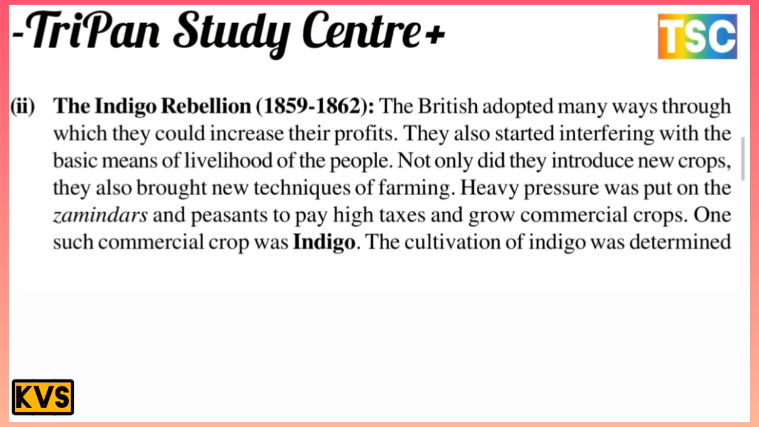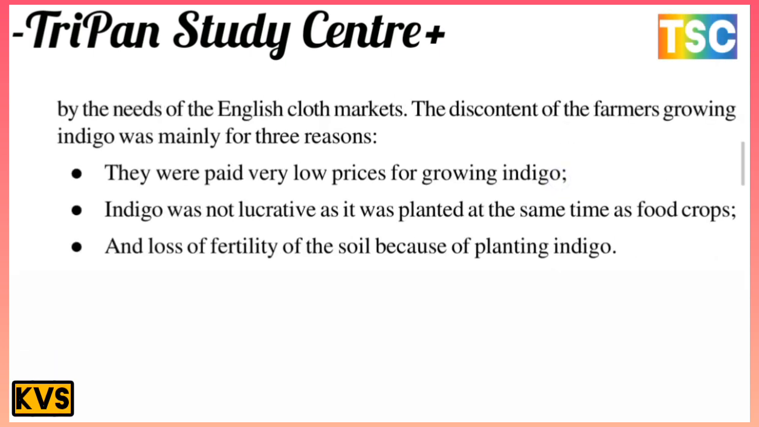One such commercial crop was indigo. Indigo is a commercial crop, and the cultivation of indigo was determined by the need of the English cloth market. The farmers' discontent with growing indigo was mainly for three reasons.